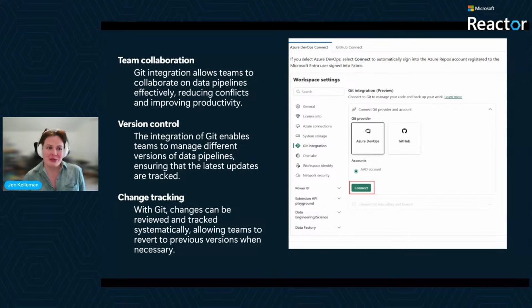You'll want to enable Git integration to manage versions and collaborate safely. It's your safety net for rollback and teamwork.